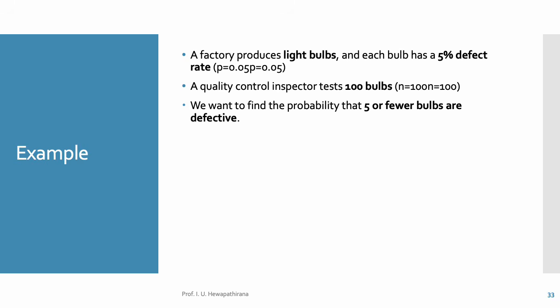For example, let's say a factory produces light bulbs and each bulb has a 5% defect rate. So in a factory, a line of bulbs are produced. When you look at every bulb, each bulb has a 5% chance that it will be defective. A quality control inspector tests 100 bulbs in a row. You need to calculate the probability that 5 or fewer bulbs are defective. As you can see, this is a binomial experiment. You can check the conditions that I have previously provided.